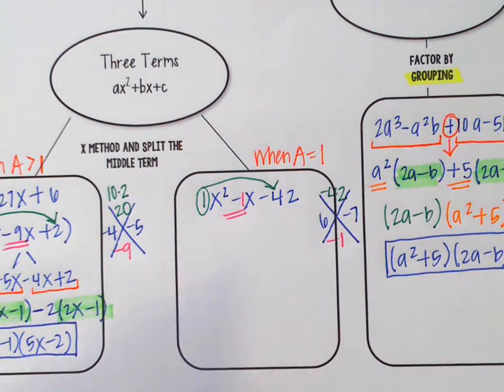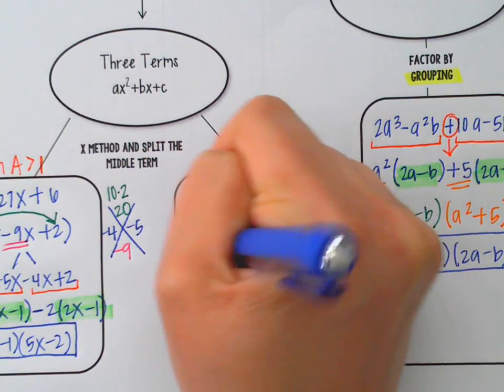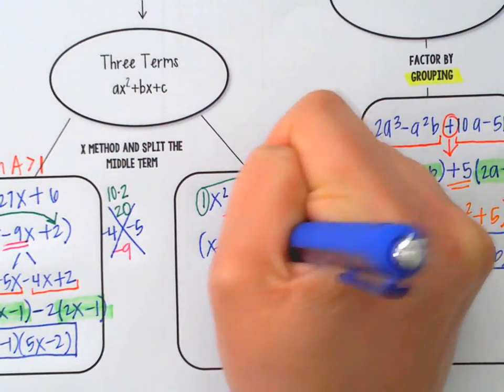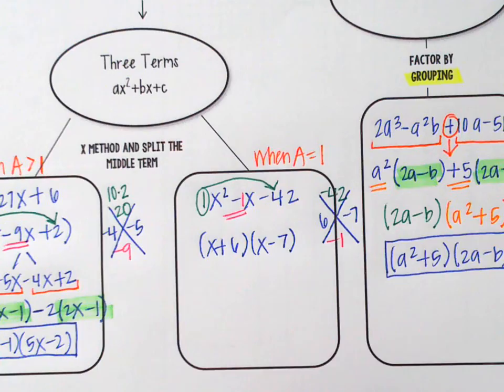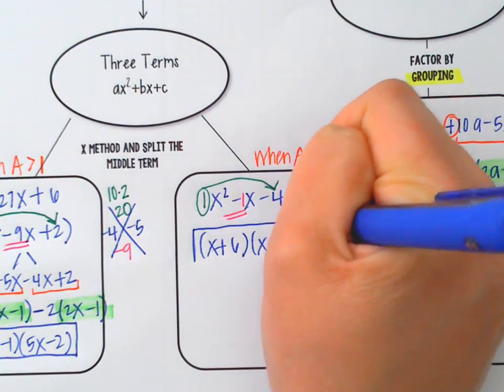So only when a is equal to 1 can we use the shortcut. We can go just straight to x plus 6 and x minus 7. And that is my final answer.